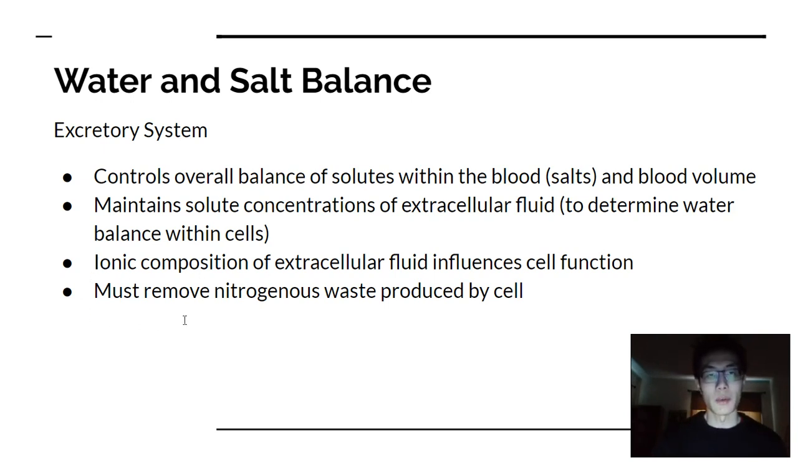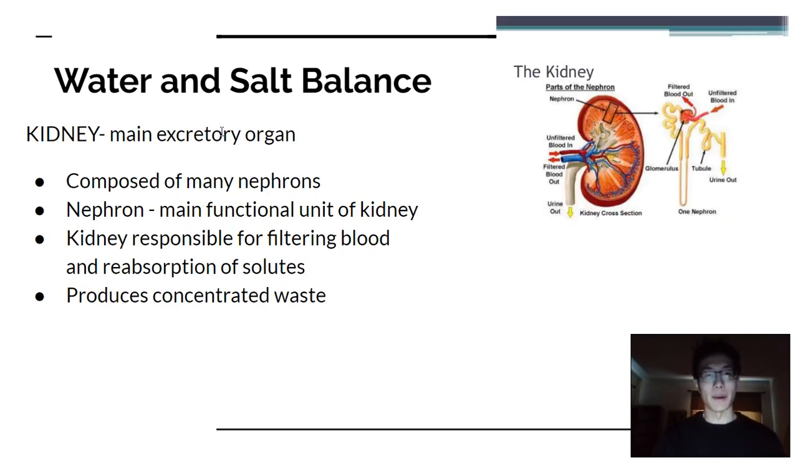In addition, we must remove the extraneous nitrogenous waste produced by the cell. Nitrogenous waste is not exactly a good thing to collect in our body, and we have to figure out a way to get rid of it. So the key component of the excretory system is this particular guy right here, which is the kidney. The kidney is one of our main excretory organs. It's composed of many little subunits called nephrons.